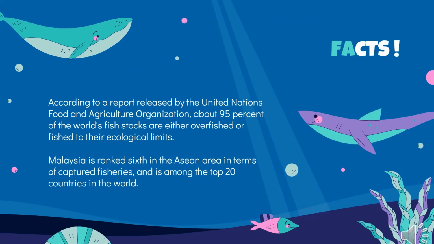Facts. According to a report released by the United Nations Food and Agriculture Organization, about 95% of the world's fish stocks are either overfished or fished to their ecological limits. And interestingly, Malaysia is ranked 6th in the Asian area in terms of captured fisheries and is among the top 20 countries in the world.